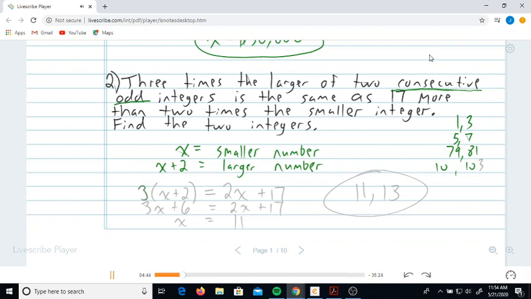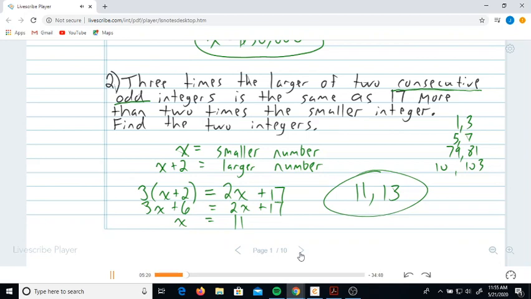So now it's just a matter of reading and translating as we go. 3 times the larger, so that's 3 times x plus 2, is the same as, that means equals, 17 more than, so we're adding 17 to 2 times the smaller. And there we are. We just want to go ahead and solve that equation. So again, once you're done, you can solve the equation, and you get x equals 11. So 11 is the smaller one, and we add 2 to that to get the larger, which is 13. So there's our answers, 11 and 13.